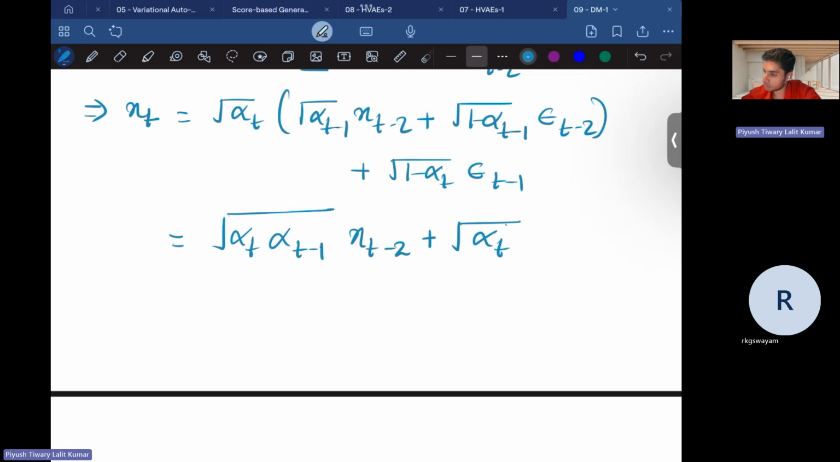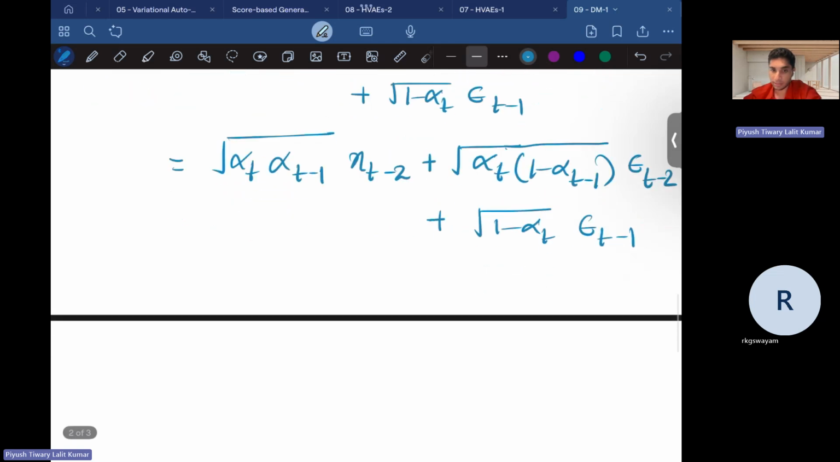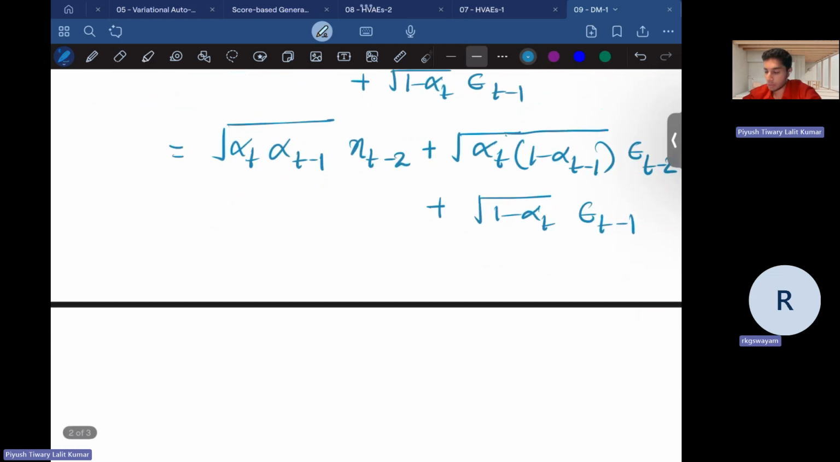into square root of 1 minus alpha t minus 1 epsilon t minus 2, okay, plus square root of 1 minus alpha t epsilon t minus 1, right? I hope this is clear that I have done nothing. I'm just simplifying things.